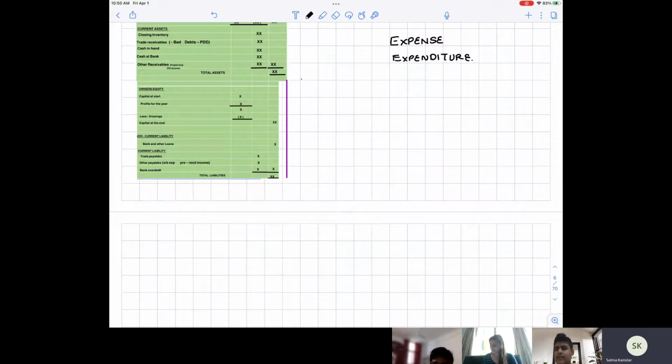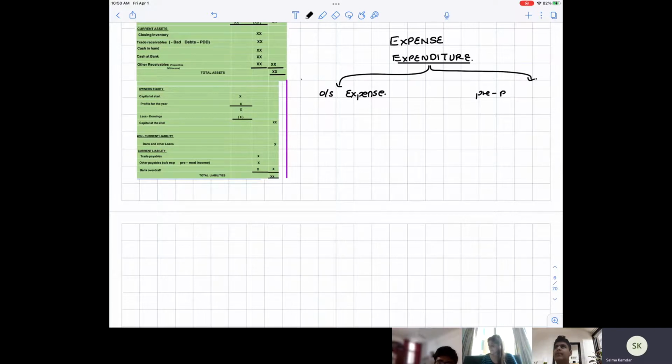And prepaid expense. Outstanding and prepaid. Okay, we will take this also, and the other thing I wanted to tell you. Outstanding expense and prepaid expense. What is the difference between the two?